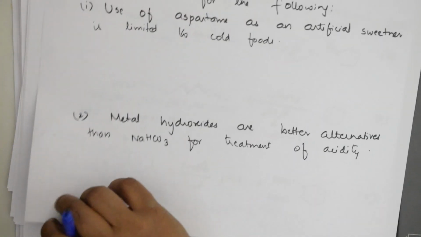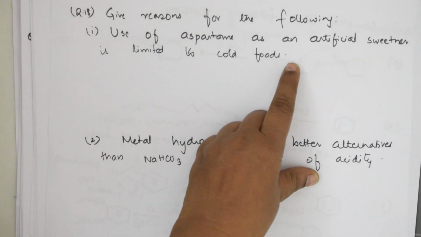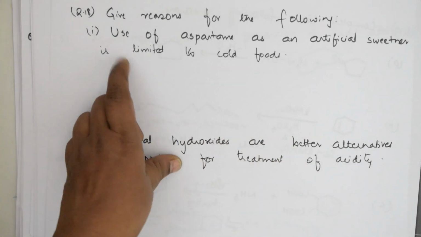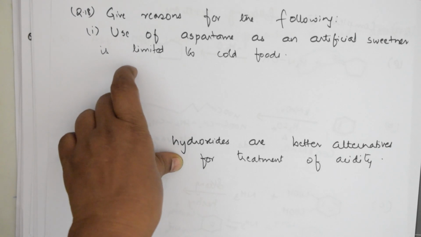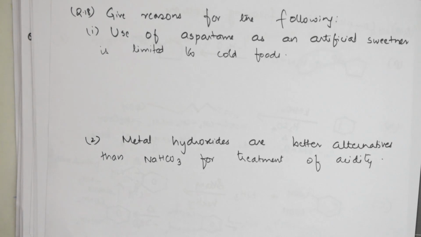What do they give me here? Give reasons for the following. Use of aspartame as an artificial sweetener is limited to cold foods only. What is the reason they said? Right. So first of all, whenever such reasoning questions are given to you, remember, instead of writing a direct answer, you have to be a bit careful in answering.